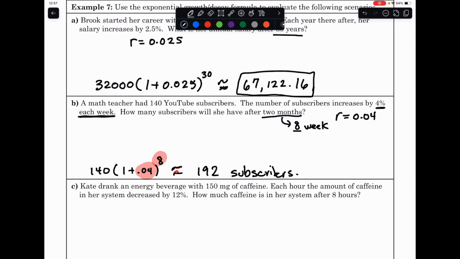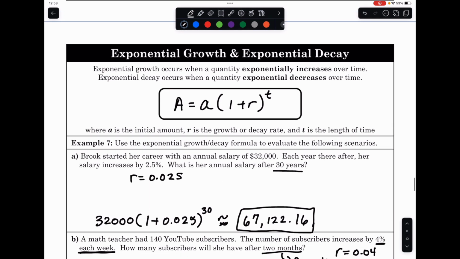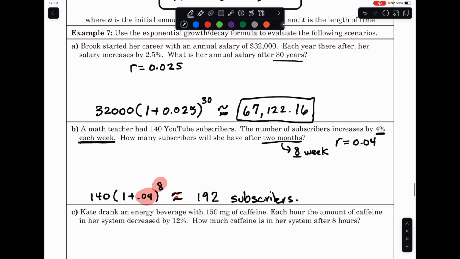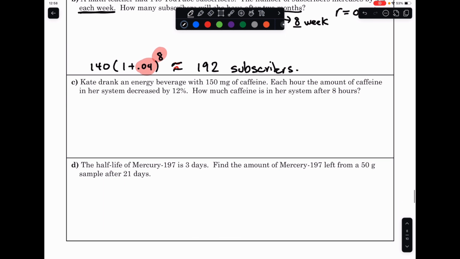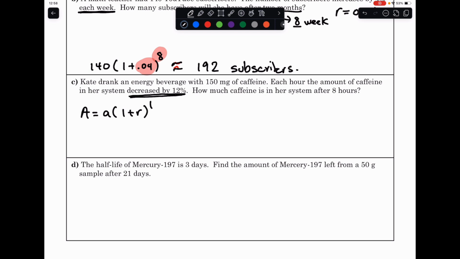So there's your answer. Okay, now since this formula is mostly used for more general stuff that has no compounding in it, we can also apply it for situations that are decreasing, for exponential decrease examples, like the next two. We have here that Kate drank an energy beverage with 150 milligrams of caffeine. Now each hour the amount of caffeine in her system is going to decrease by 12%. So since we're given a rate of decrease as a percentage, this is my hint that we're using an exponential scenario. So the formula would be A times (1 plus R) raised to the power of t.